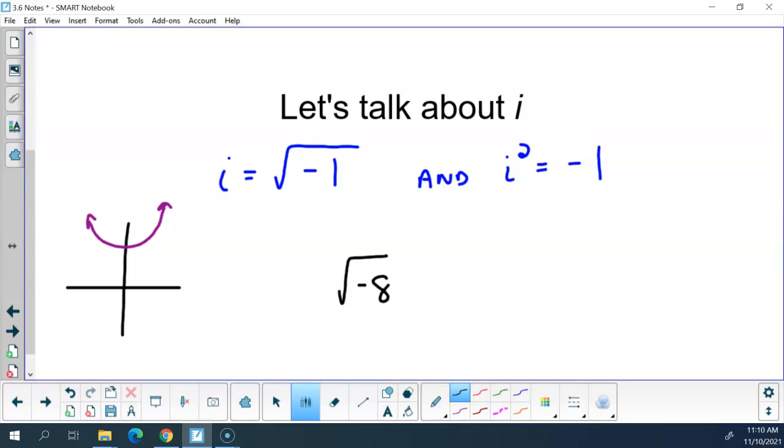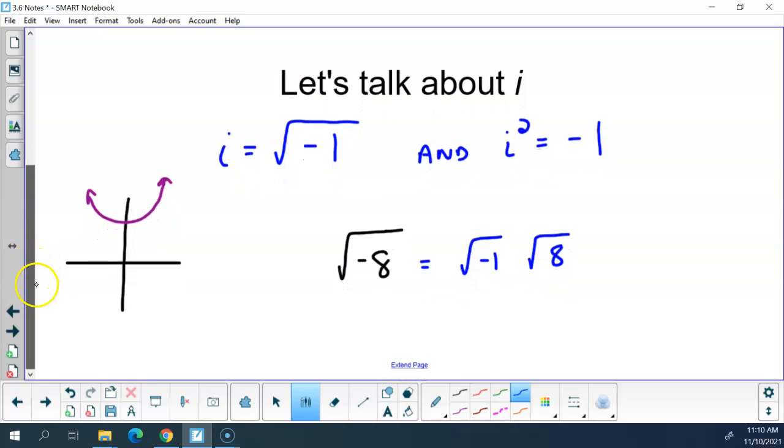And how you used it back then is we'll bring back the square root of negative 8 here. You would say first that that is equal to the square root of negative 1 times the square root of 8. And then you would say something along the lines of, well, that is equal to the square root of negative 1 times the square root of 4 times the square root of 2, because 4 is a perfect square factor.